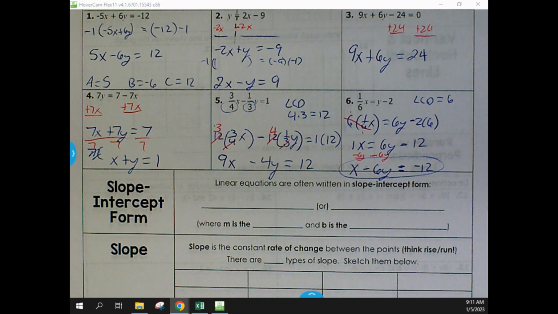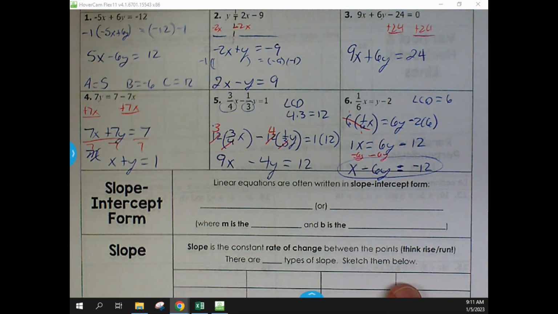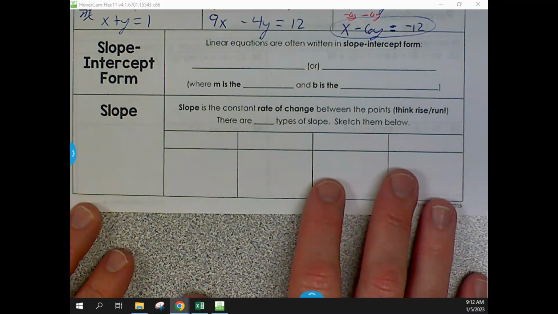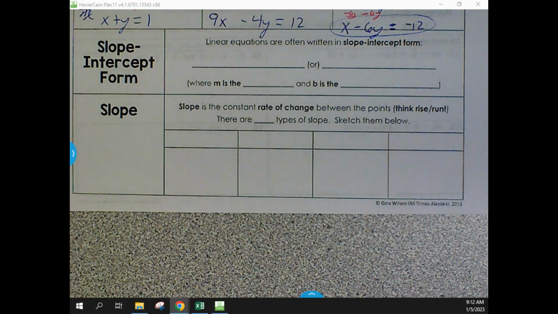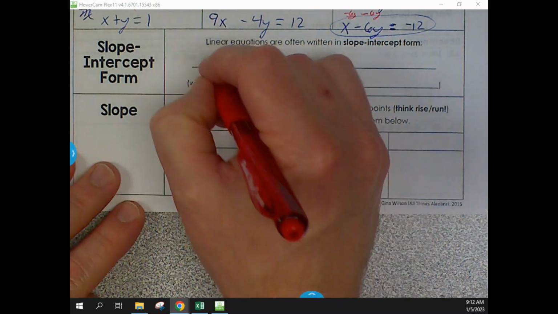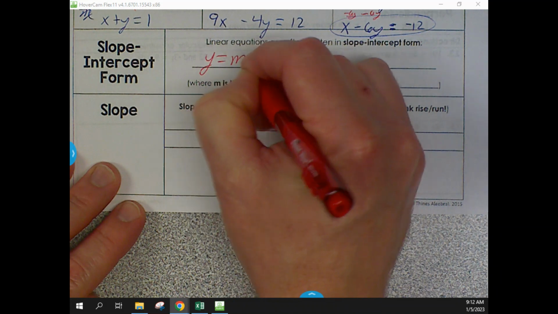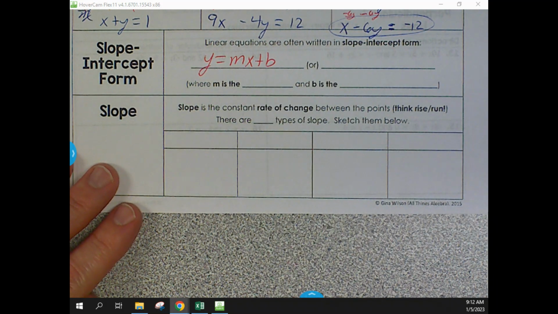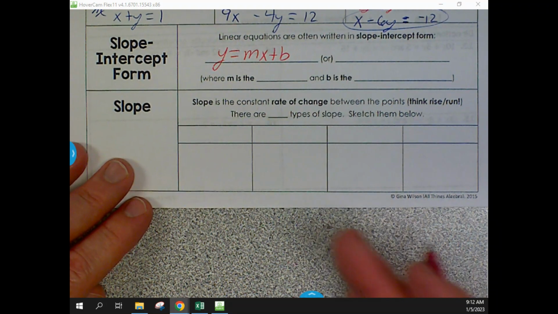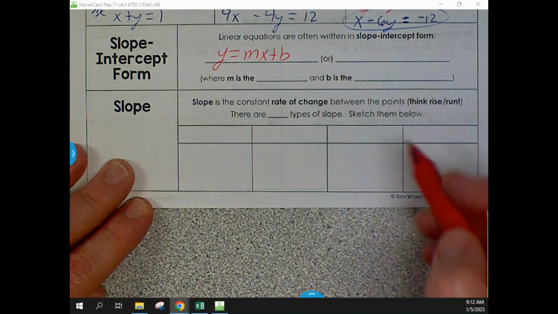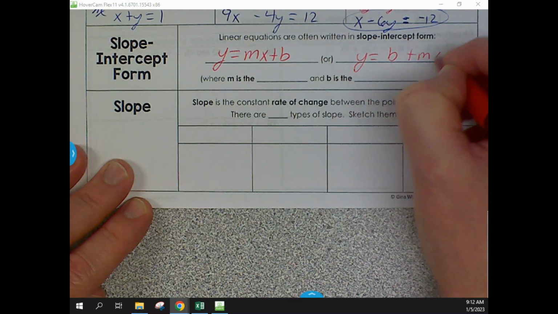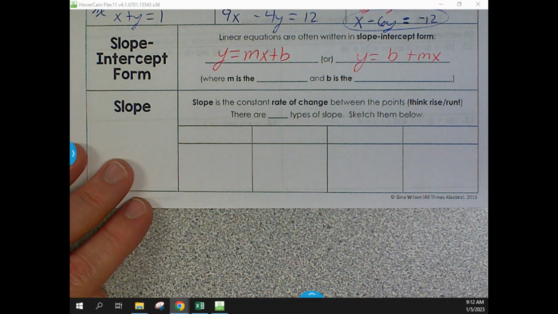All right, so next thing we've got is slope-intercept form, and that's the equation that we probably use most of the time because it says linear equations are often written in slope-intercept form, and for those, that is y equals mx plus b. All right, now, there's a small movement, and I like this movement, to get away from writing it this way to writing it this way, b plus mx.